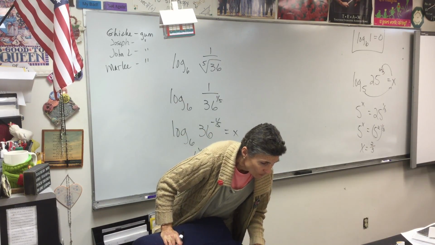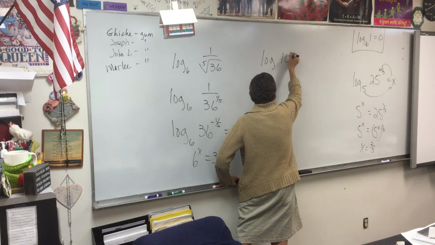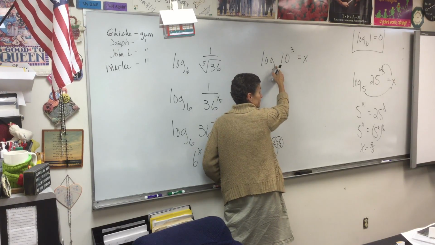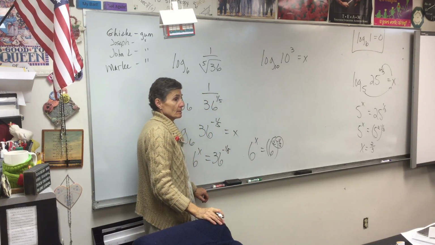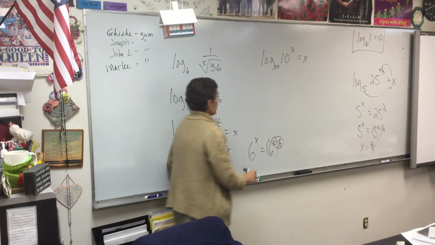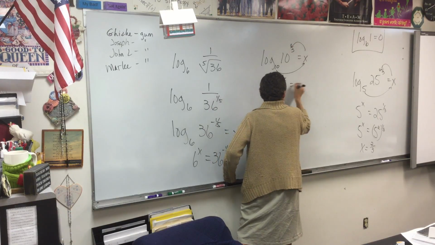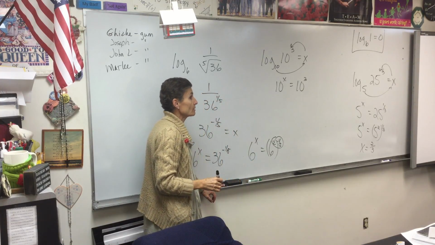Number 7, log 10 cubed. Don't be confused by that. What's the base here? 10. There's a base there, you just don't see it. So 10 to the x equals 10 cubed. So x equals 3.